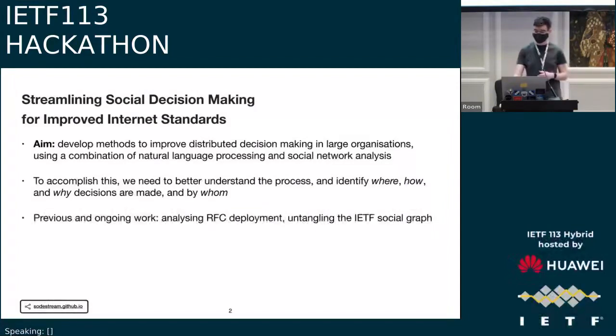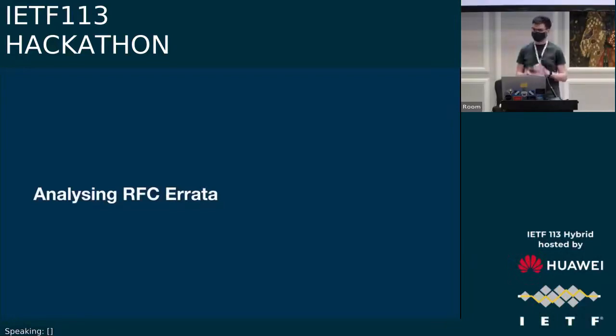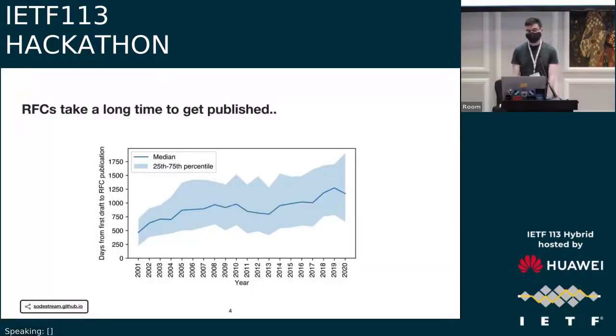For this hackathon, though, I've been looking at analyzing RFC errata to motivate why you might want to look at RFC errata. Previously, we've seen that RFCs can take a really long time to get published. This plot shows the number of days from the first draft to publication of the RFC itself. We can see that not only is it an increasing trend, but it's taking a really long time. The median in 2020 was over 1,000 days.